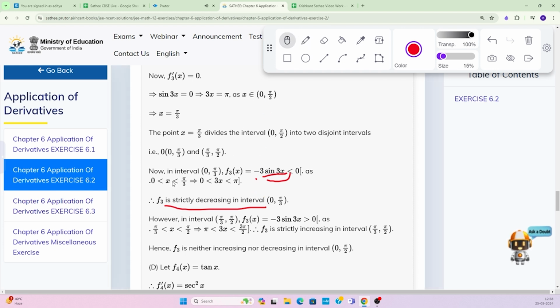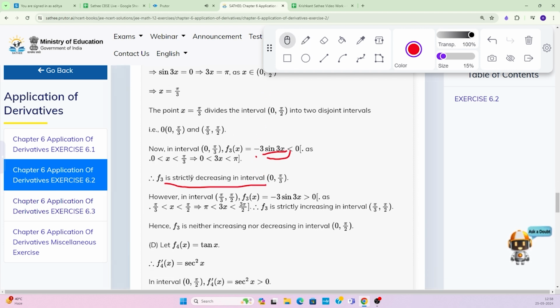Now what about pi by 3 to pi by 2? If you observe pi by 3 to pi by 2, the sine x is still positive.